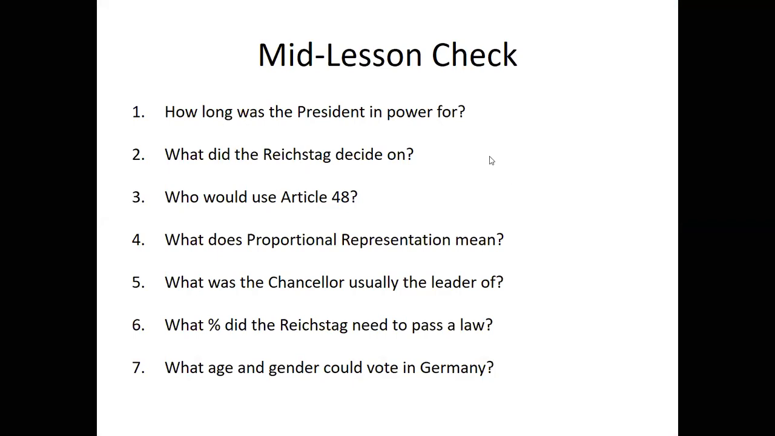So how long was the president in power for? What did the Reichstag decide on? Who would use Article 48? What does proportional representation mean? What was the chancellor usually the leader of? What percentage did the Reichstag need to pass a law? And what age and gender could vote in Germany?